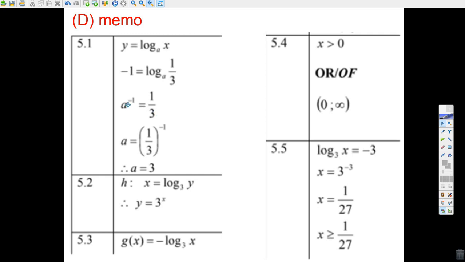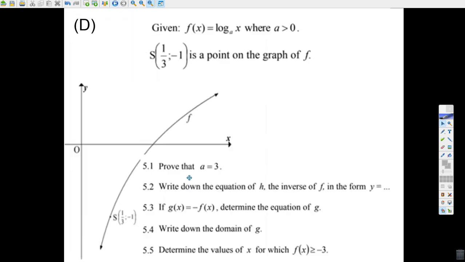Now, if we were to raise a to the -1 power, that would become a. 1/3 to the -1 means you turn it upside down, it becomes 3. So a equals 3. You can play with your calculator to get this thing working too, but that's how it works. Let's look at the next question.